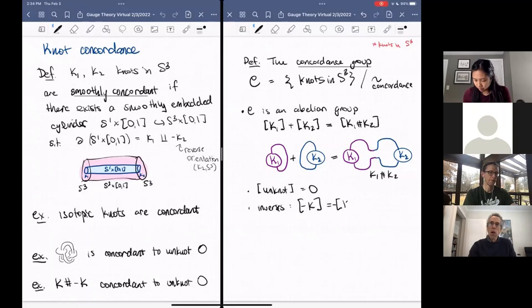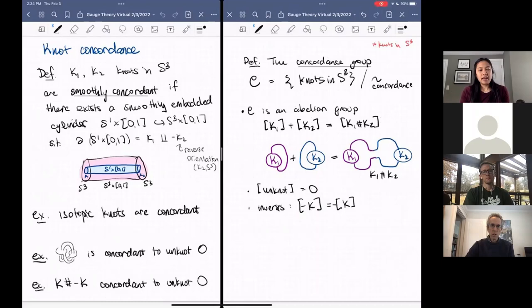So this group, the concordance group, is a very well-studied group. And there are homomorphisms that can be defined using knot Floer homology or Khovanov homology. For example, the s invariant of Rasmussen and also the tau invariant give us lower bounds on the four-ball genus of a knot, and they're concordance homomorphisms. There are also many other concordance homomorphisms that have been defined for knots in S3.